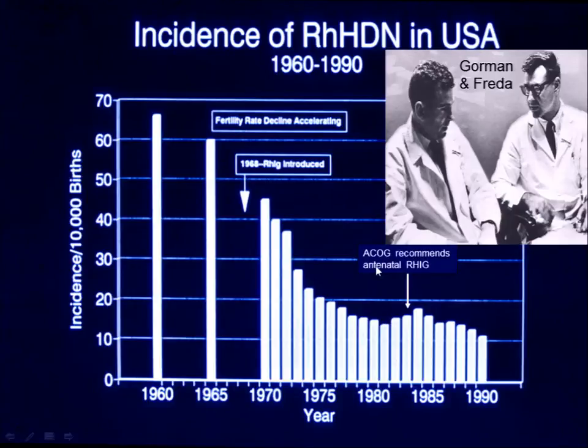In 1981, the American College of OBGYN recommended it be given antenatally in addition to postpartum. A further fall: in 1990, the Centers for Disease Control actually stopped asking for reports on the standardized birth certificate, although we still see disease.